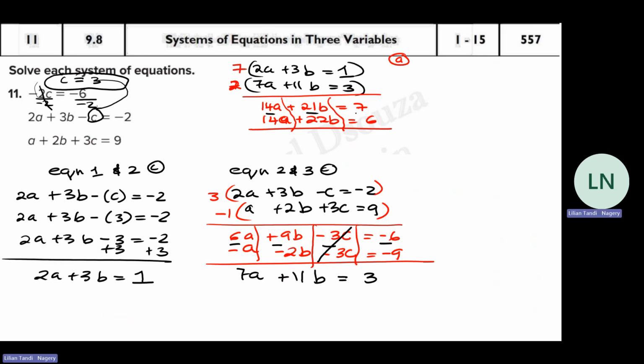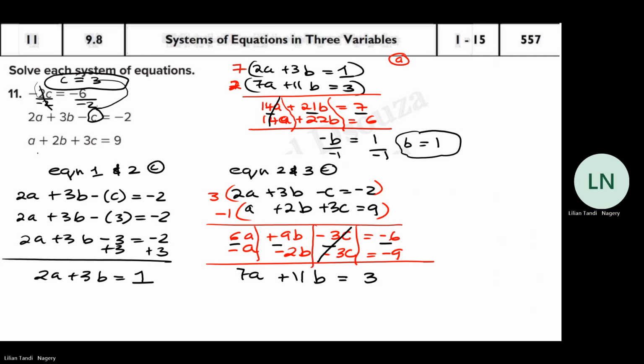Subtract. A goes away. 21 minus 22 is negative B. 7 minus 6 is 1. Divide by negative 1 on both sides. B is 1.